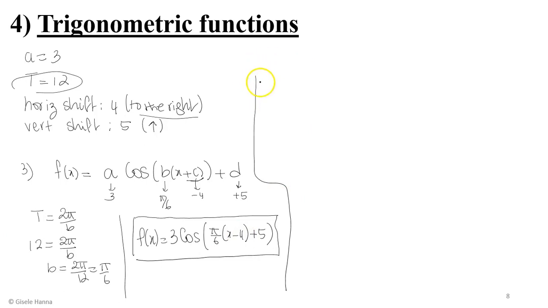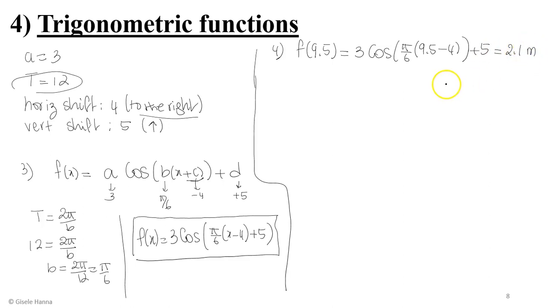So over here for part 4, we could just determine f of 9.5, which is 3 cosine of pi over 6 into 9.5 minus 4, plus 5, which equals 2.1 meters approximately. That is to 1 decimal place. You could give it to 2 decimal places for more accuracy. You would use your calculator to find this. Of course, you're not required to do this without a calculator.